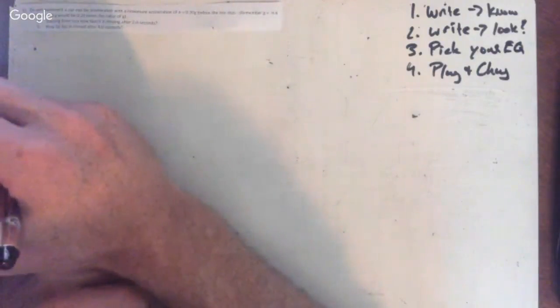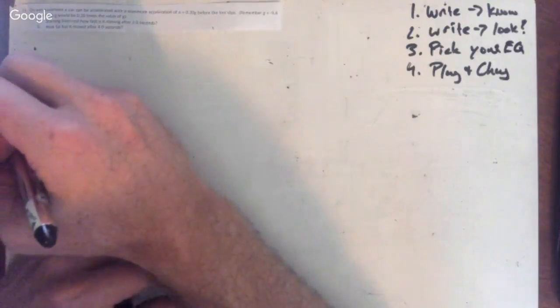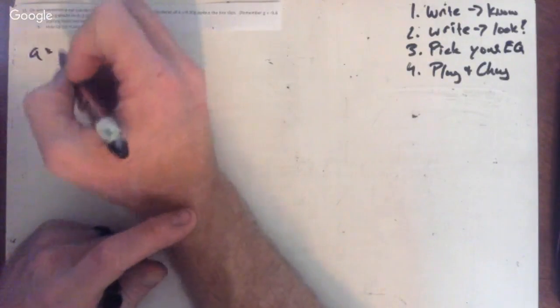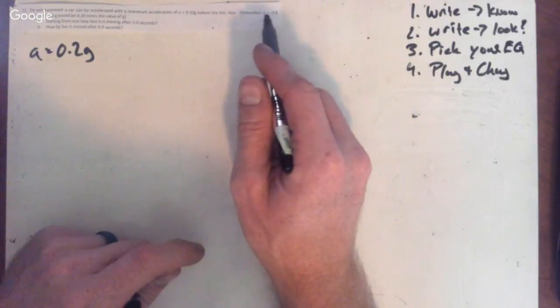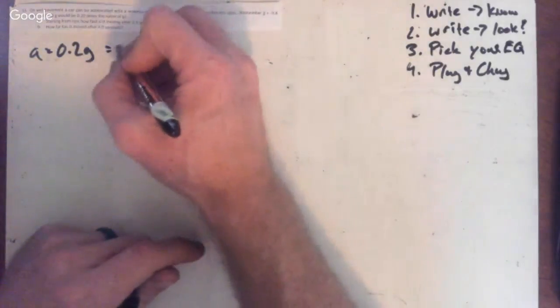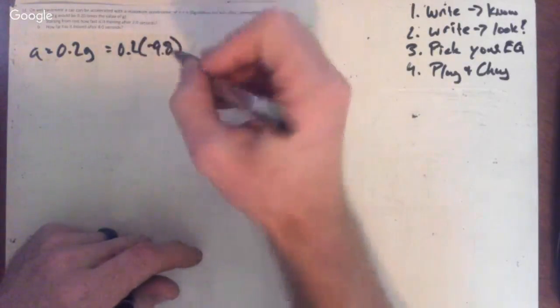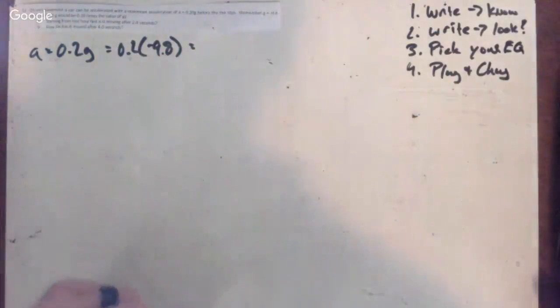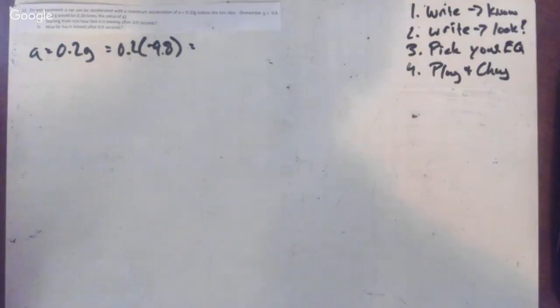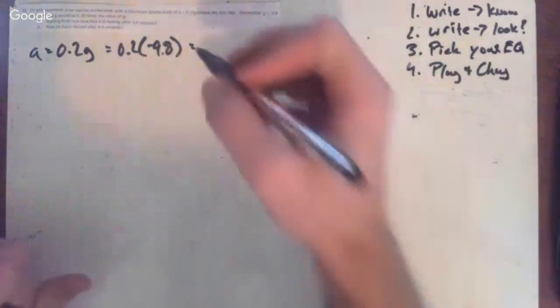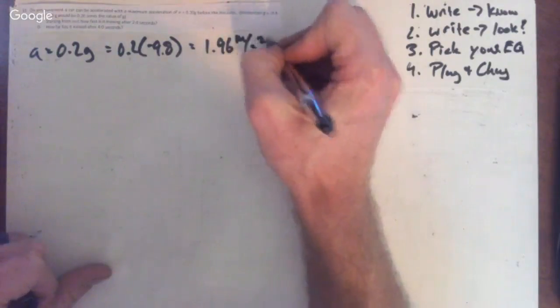Okay, so again, this one's not in bold, so it's another L problem. On wet pavement, a car can be accelerated with a maximum acceleration of 0.2 g before the tire slips. Starting from rest, how fast is it moving after 2 seconds? All right, so 0.2 g means 9.8 times 0.2. So 0.2 times 9.8. That means the maximum acceleration of this car on this wet pavement is going to be 1.96 meters per second squared.